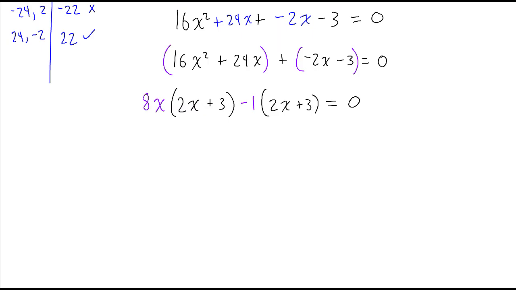Okay, so my common factor is 2x plus 3. So 2x plus 3 is factored out. What's left behind? Well, if I factored out 2x plus 3, I'd be left with 8x. And if I factored out 2x plus 3 from here, I'd be left with negative 1. Okay, so it's factored: 2x plus 3 times 8x minus 1.